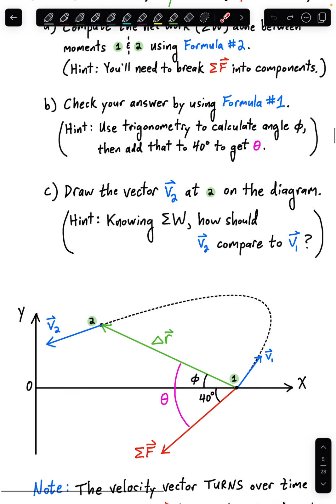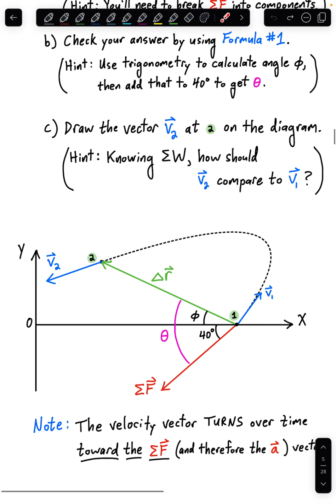Lastly, vector v2, the velocity at moment 2. What you should draw should be a vector that is tangent to the path at that moment, since your velocity vector is always tangent to the path at any given moment, and its length should be greater than the length of v1, since the net work was positive, indicating the object is faster at moment 2 than at moment 1.